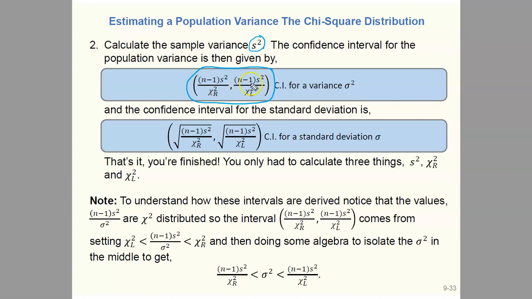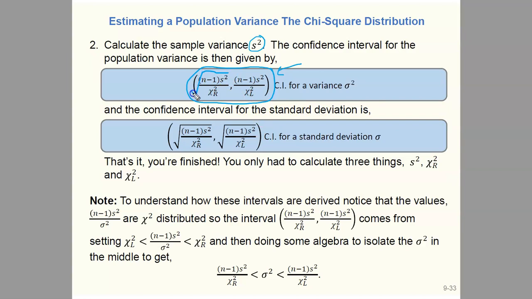And the right-hand endpoint of your interval is going to be n minus 1 times s squared divided by chi-square L, which is the left-hand cutoff under the chi-square distribution that you evaluated earlier. And that's it. You just have to calculate those two numbers, and that will be your confidence interval for the population variance.